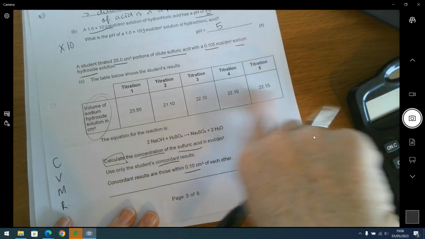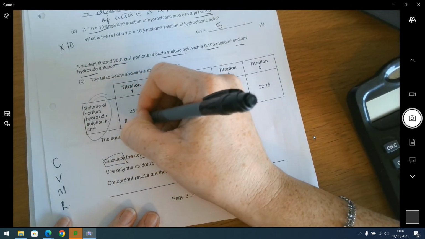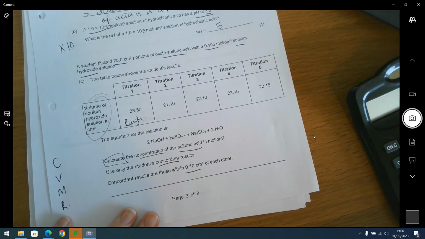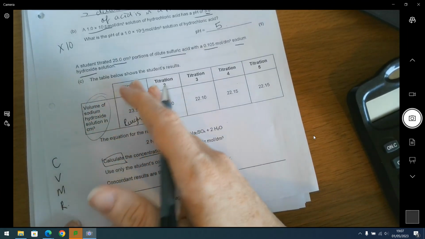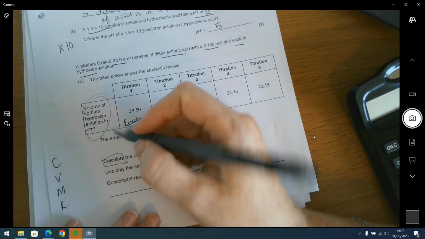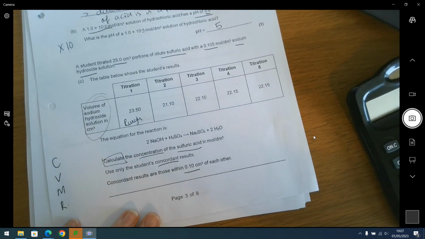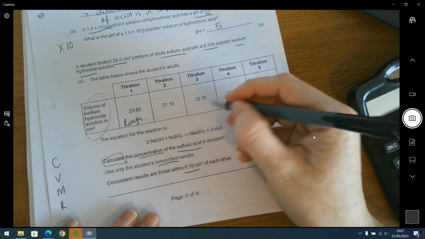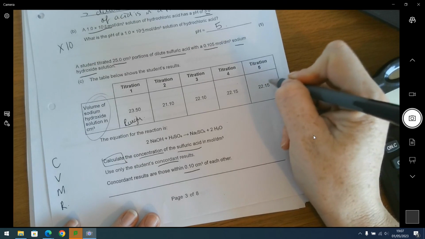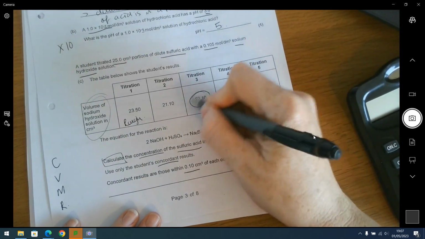I'm hoping you can see that this must be my rough titration because yes, it roughly gives me a volume and it's quite far out from all the rest. So that's almost like my practice run through to begin with, and I've then done my titration more accurately. But for this calculation, I've only to use the student's concordant results. So I can see the concordant results would be these 3 results here.